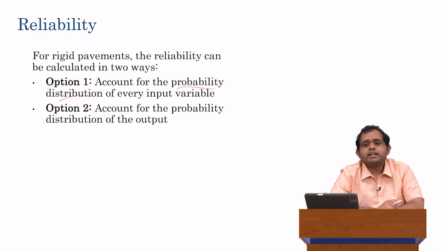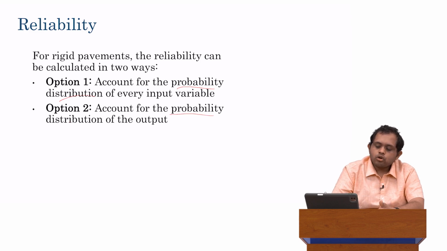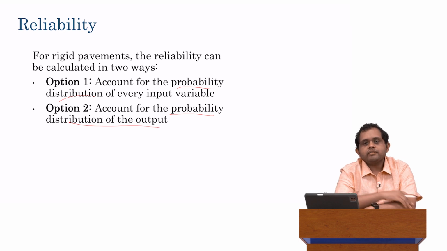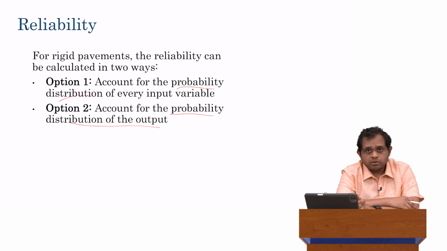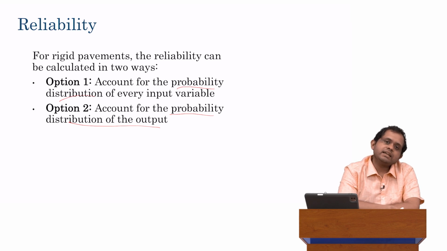The other way is, let's not consider the probability distribution of the inputs. Let's assume that for the inputs we are taking some design values, but they are deterministic values, and we are going to account for the probability distribution of only the output. So option 1: we are taking every input, and there are a very large number of inputs in mechanistic empirical design, considering the probability distribution function of every input, doing a large number of simulations, and then trying to get a probability distribution of the output. And option 2 is, let's directly consider the probability distribution of the output and consider the inputs to all be deterministic.